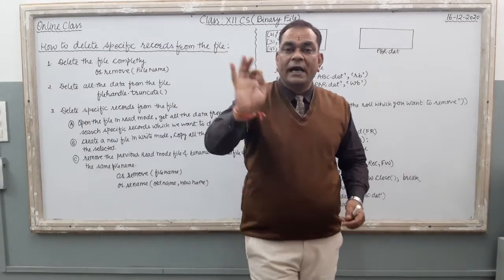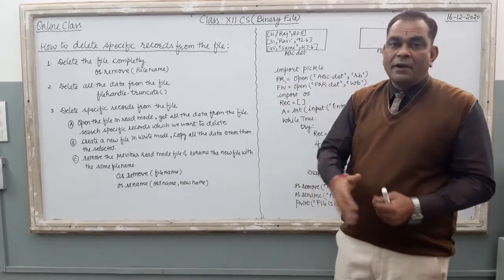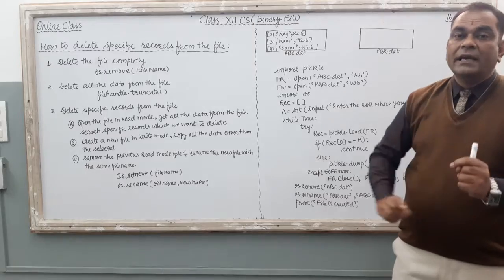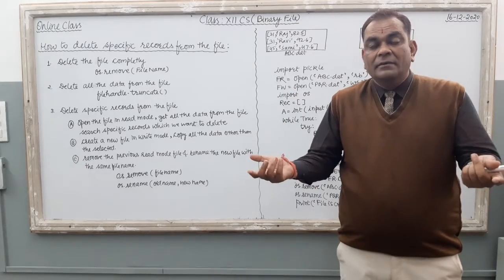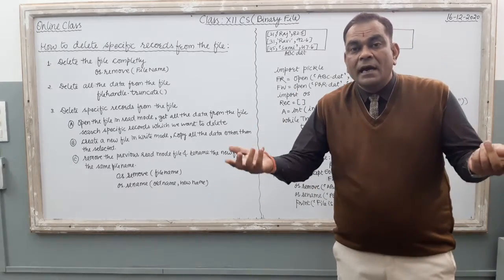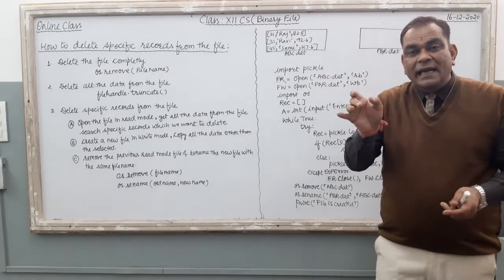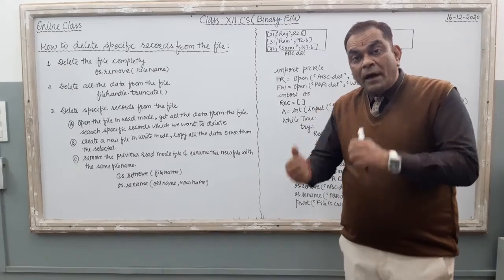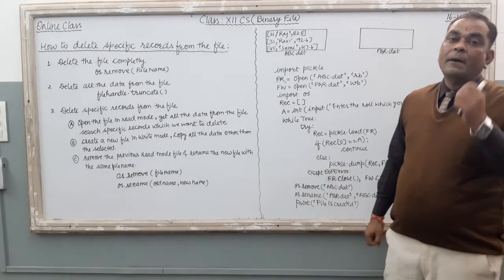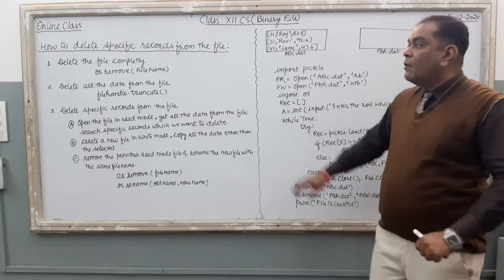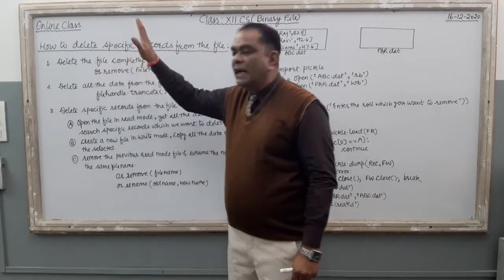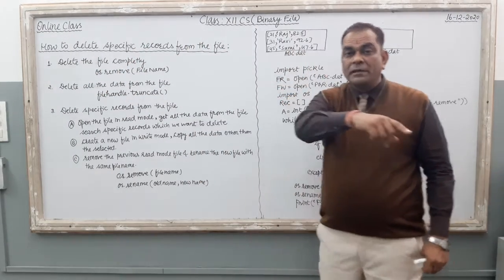Suppose an abc.dat file is created in your hard disk and you want to delete the file by using your Python program. Generally, if you want to delete the file, हम क्या करते हैं? We just select the file and then press shift plus delete so that the file will be deleted. Right, but we have to delete the file by using our Python program. For that, the very first process, deleting the file completely, is done by using your Python program.